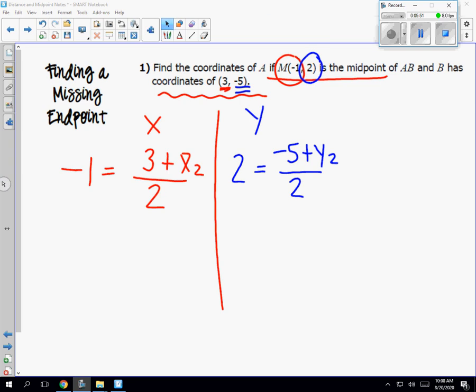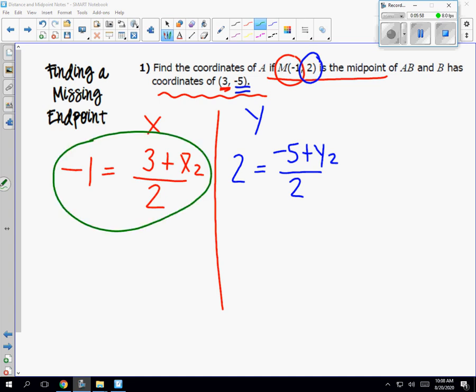So now all we're doing is simplifying these. First we have this equation right here, okay? To get the 2 off the bottom of a fraction, we can multiply both sides by 2. So I can multiply this side by 2 and this side by 2, so these cancel out, and I have -2 equals 3 plus x2.